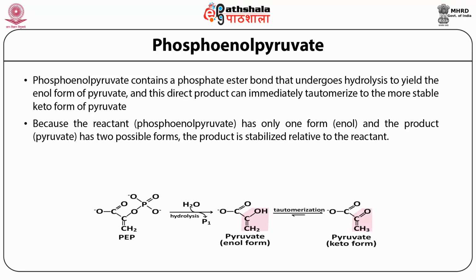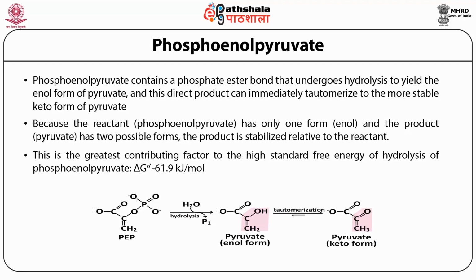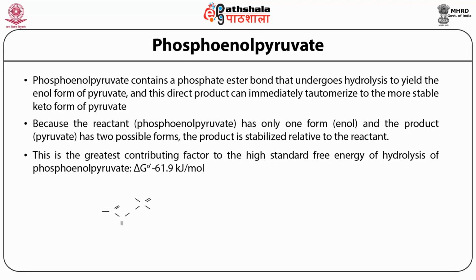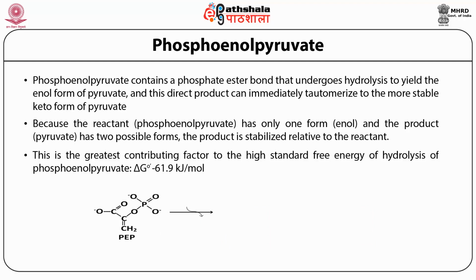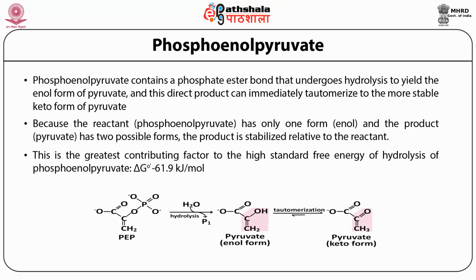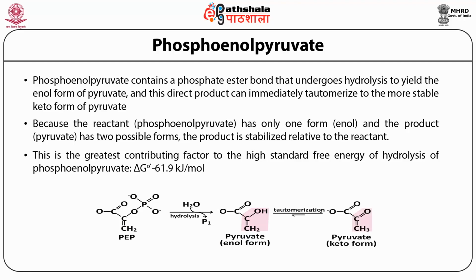Not only that, phosphoenolpyruvate has the highest Gibbs free energy change if you compare it with the other high energy compounds. This comes because of the direct conversion of the enol form of pyruvate into the keto form of pyruvate, and the resonance stability of inorganic phosphate.